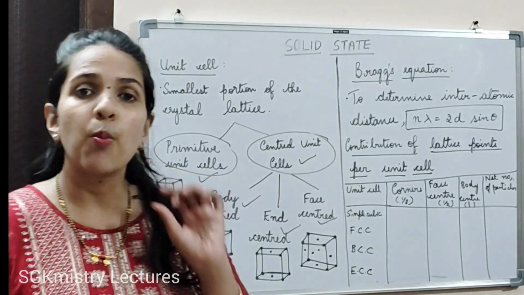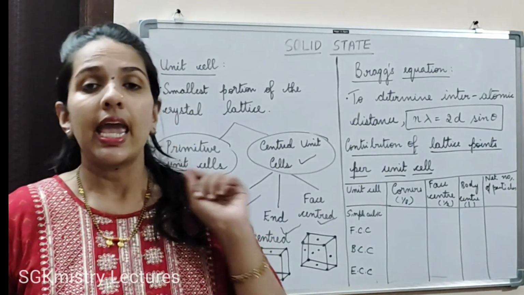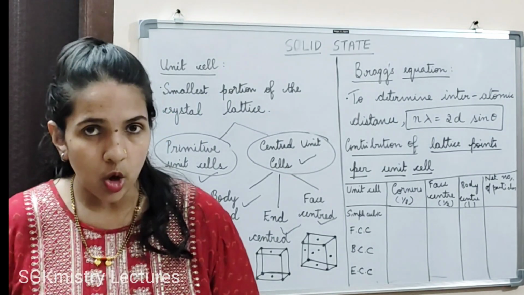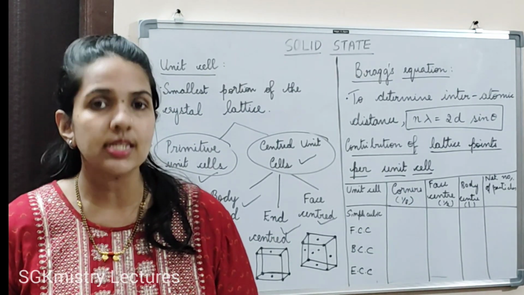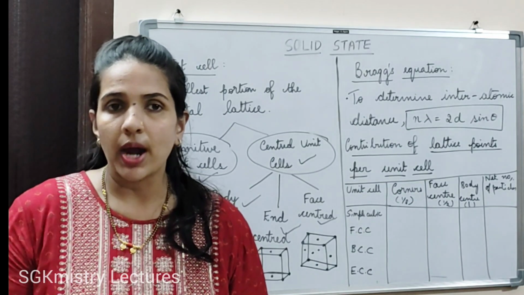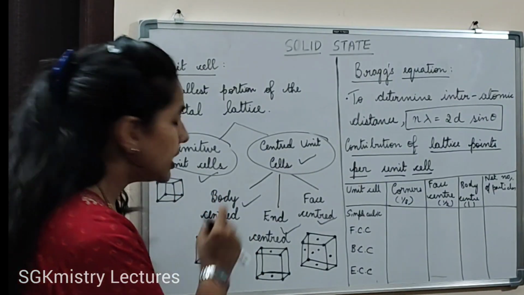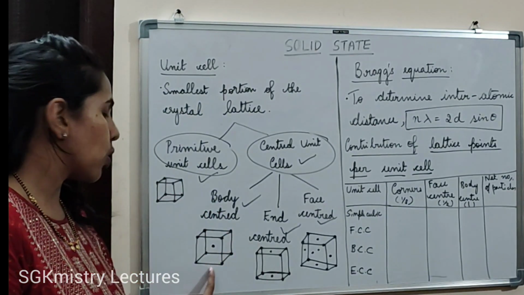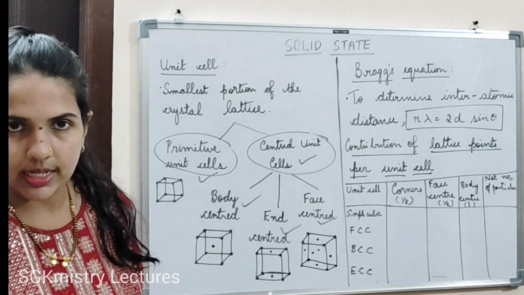The first one is the body centered unit cell. In the body centered unit cell, the particles are present in all the corners, that is all 8 corners. Along with that, one particle is present in the center of the cube. This type of unit cell is called the body centered unit cell.